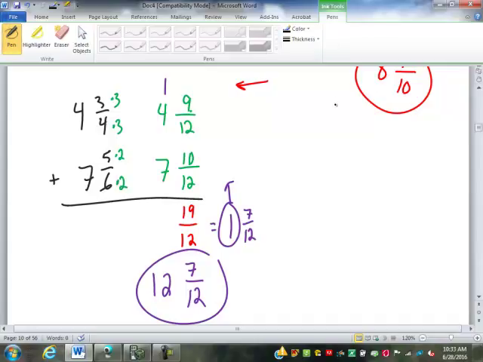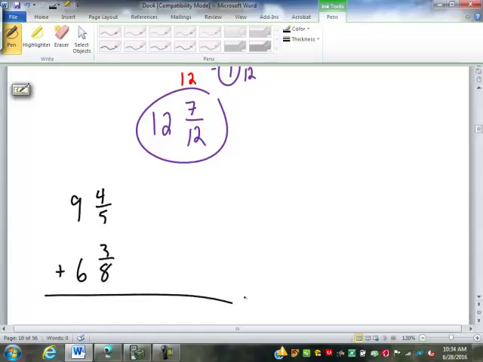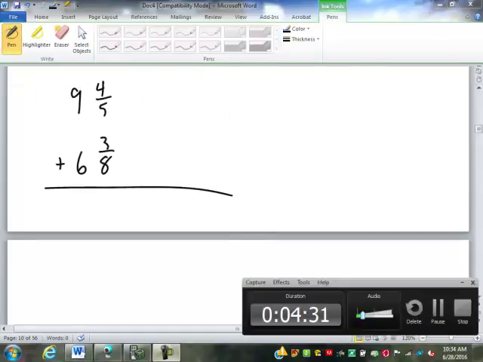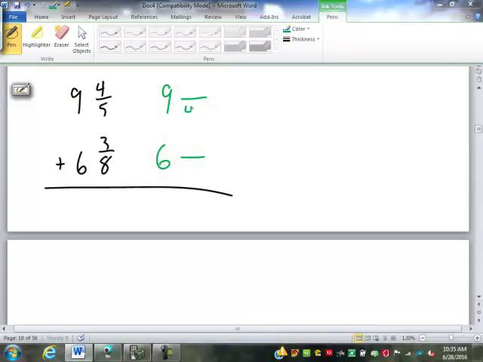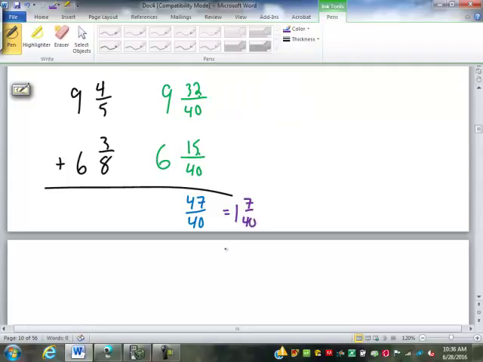I'm going to have you try one. So 9 and 4/5 plus 6 and 3/8. See what you come up with for that. What's my common denominator going to be? 40. What's going to go here? 32. And here? 15. Okay, what's next? 47 over 40. 32 plus 15 is 47 over, we keep the common denominator 40, equals 1 and 7/40. Okay, so we keep the 7/40ths and we carry the 1.